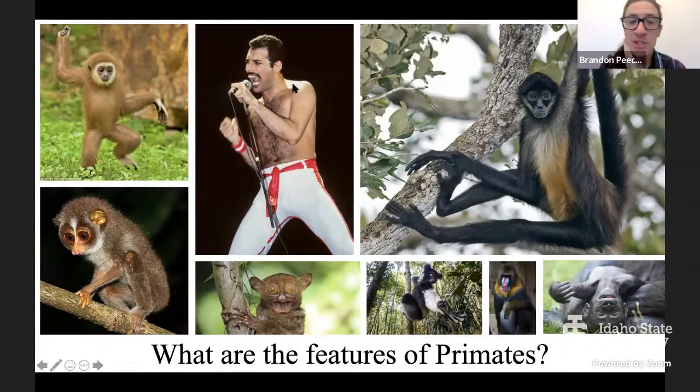Yes, and I agree. Freddie Mercury's showing off a lot of good human anatomy here. That's why I chose him to be the Homo sapiens on this picture.